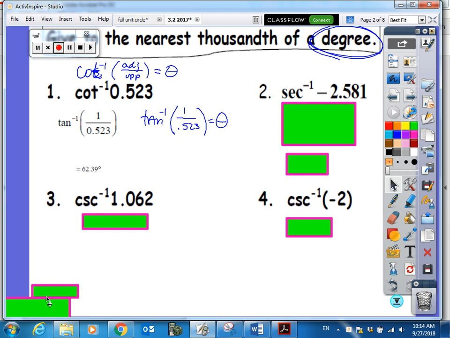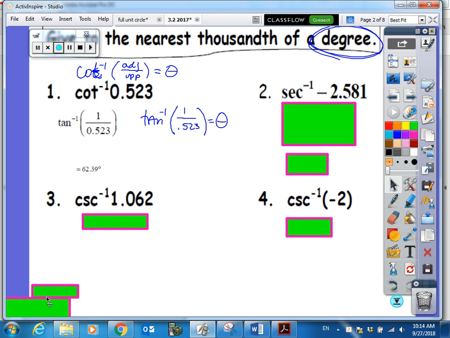I will tell you, every non-calculator problem we do, we will always ask for radians. You really, really need to get comfortable with radians, because if you're going to calculus next year, everything's in radians. I don't think there's anything in degrees. Okay? It's almost all in radians.